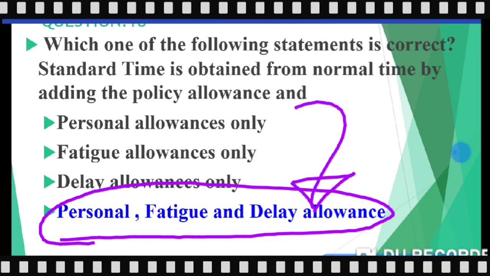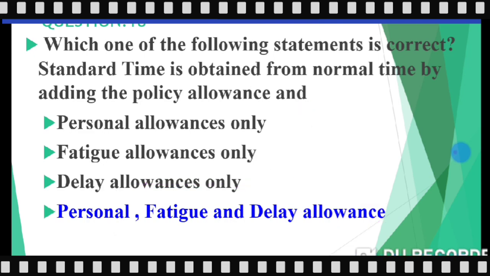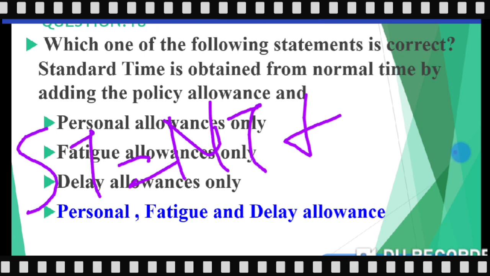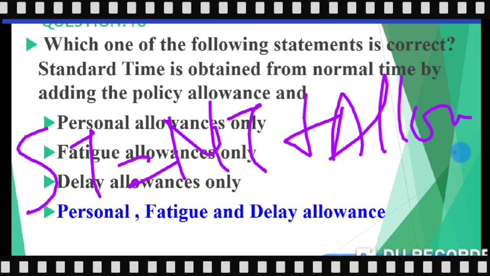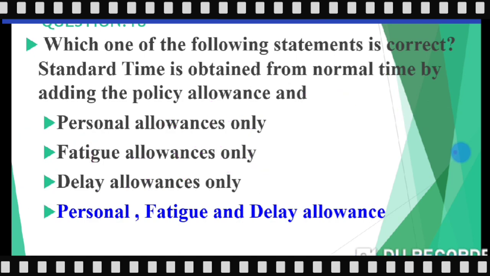Standard time is equal to normal time plus allowances. Allowances are personal, fatigue and delay. We will consider all the allowances. So it's very simple. Standard time is equal to normal time plus all allowances: personal allowances, fatigue allowances and delay allowances. Okay, now we can go to the next question.